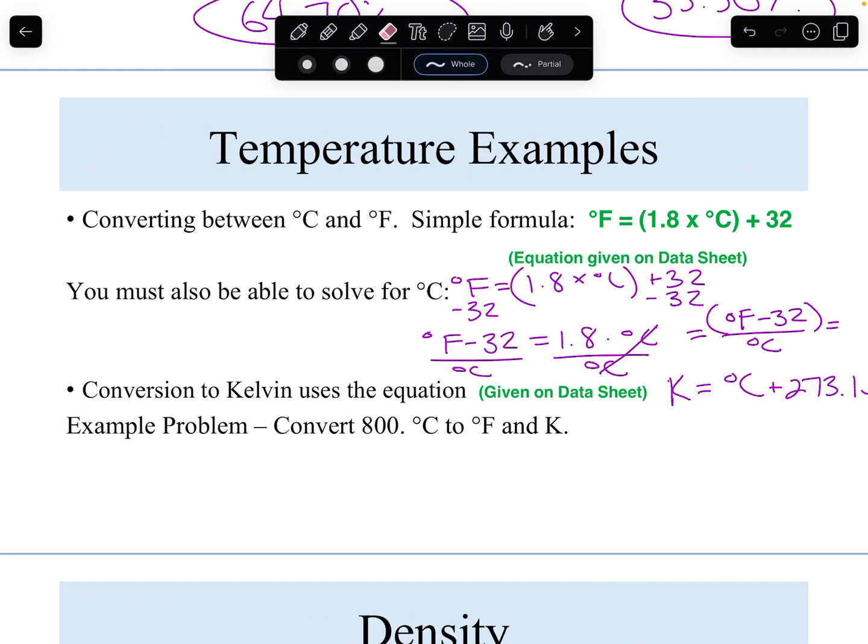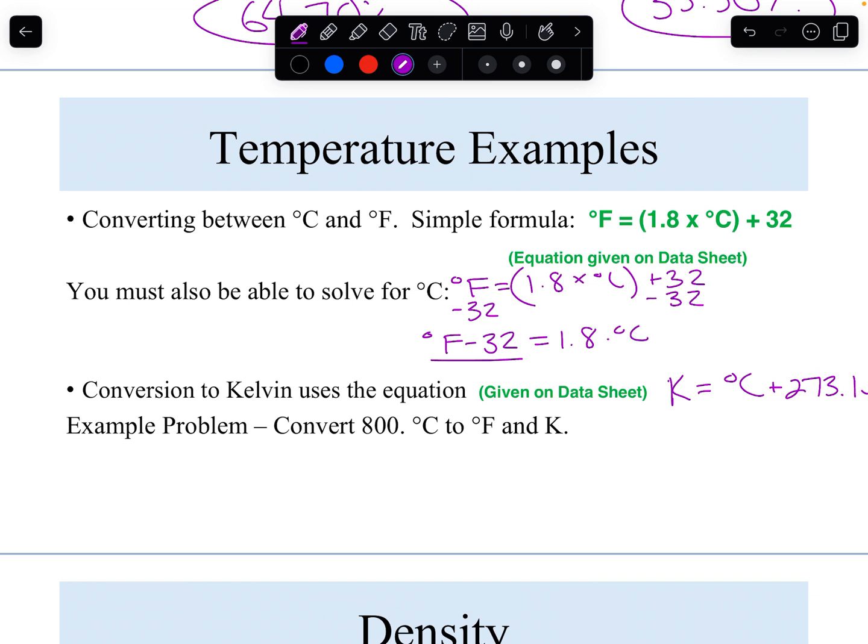Excuse me, I think I'm losing my mind here. You're probably looking at me thinking, what is she doing? Go back to this step. I would like the C by itself, so I'm actually going to divide both sides by 1.8. I had to divide by the 1.8 because I want the C by itself. I just wasn't thinking there. So my finalized formula is F minus 32 divided by 1.8 equals degrees Celsius. So that is the rearranged equation.